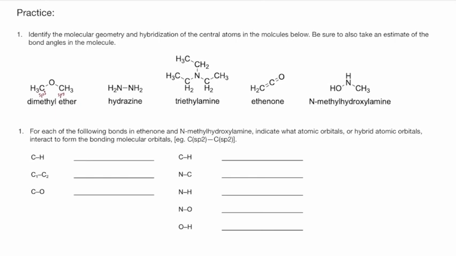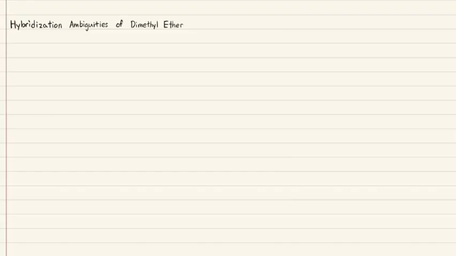Using the shortcut gets us to the same answer. Each carbon has 4 atoms bonded to it and 0 non-bonding pairs. The sum is 4, so the carbon is sp3 hybridized. Now we can turn our attention back to the oxygen. To assign the proper hybridization to oxygen, we first need to recognize hybridization ambiguities. At first glance, because dimethyl ether so closely resembles water, we would assume the oxygen atom has a tetrahedral orbital arrangement and is sp3 hybridized.